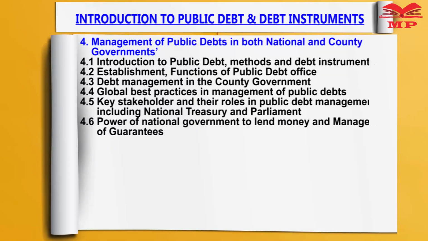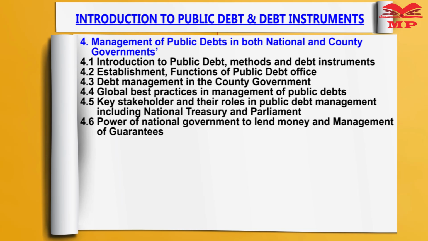Number 1, Introduction to Public Debt and Debt Instruments. Number 2, Establishment, Functions of Public Debt Office. Number 3, Debt Management in the County Government. Number 4, Global Best Practices in Management of Public Debts. Number 5, Key Stakeholders and their roles in public debt management, including the National Treasury and Parliament. Number 6, Power of national government to lend money and management of guarantees.